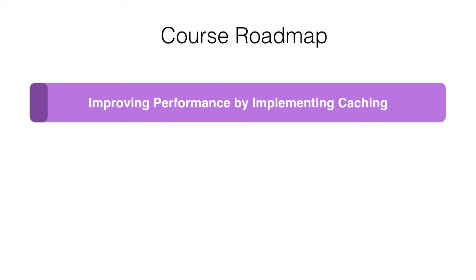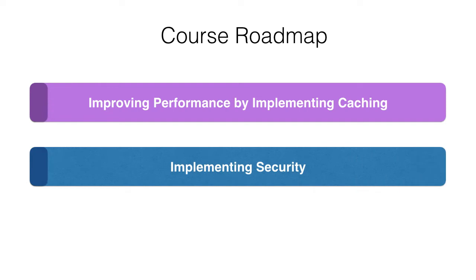In the module Improving Performance by Implementing Caching, we will demonstrate the caching support Spring Boot provides. With just a dependency and a few annotations, you can devise an effective caching strategy for your application. We will first demonstrate the caching with the default cache manager Spring Boot provides, and then later swap the provider to Redis. In the module Implementing Security, we will see how Spring Boot makes it easy to implement security.